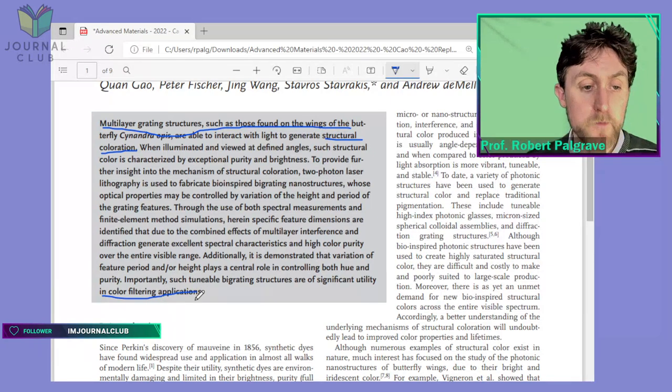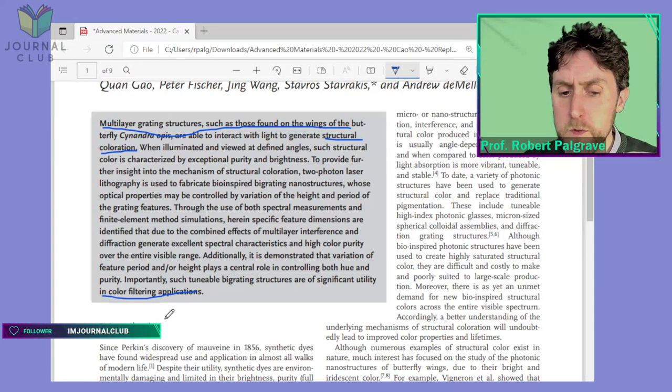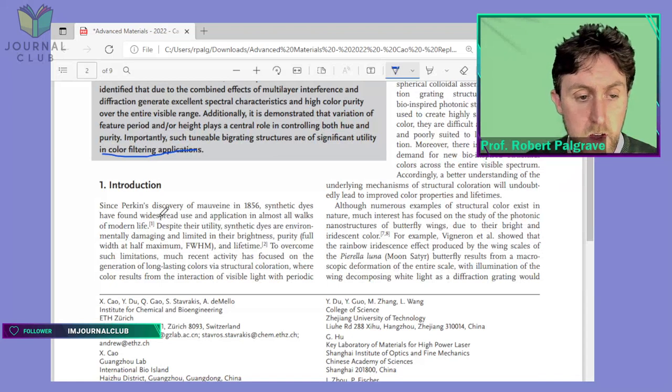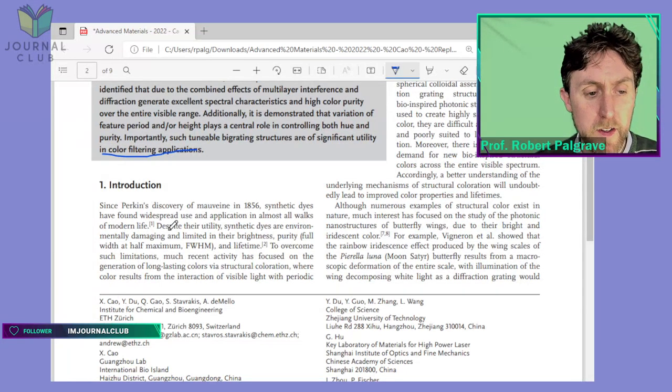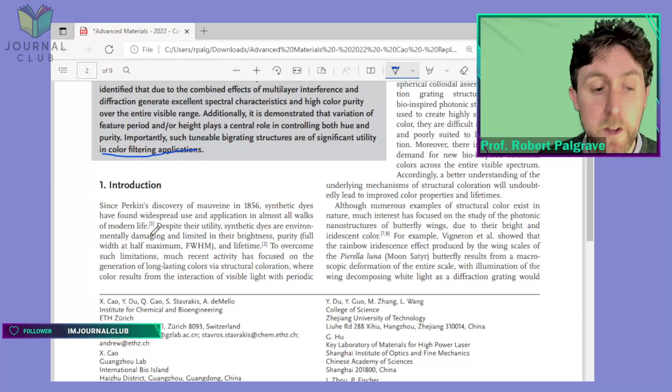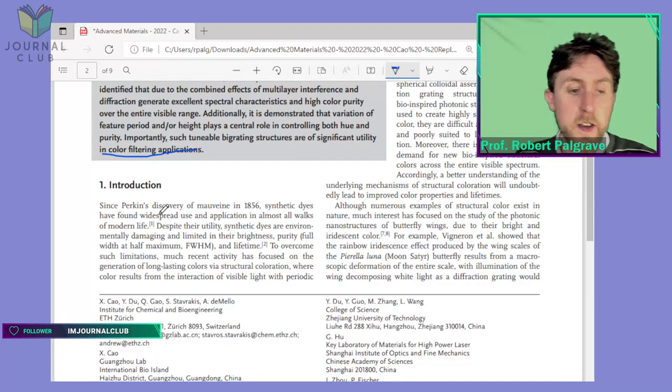Okay, so I think maybe we will spend a bit of time on the introduction, because it covers what we were just talking about and is directly relevant. But I want to show you the pictures really, because the pictures are where it's at with this paper.